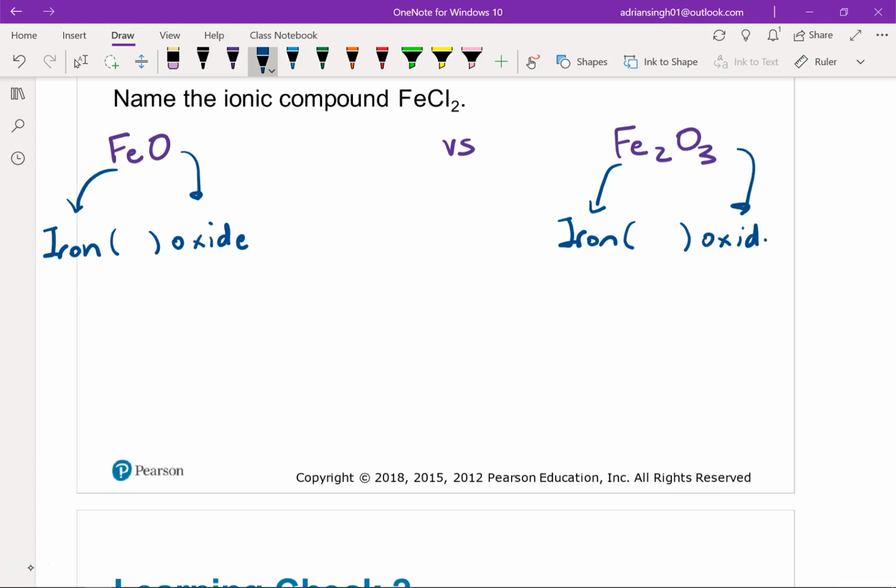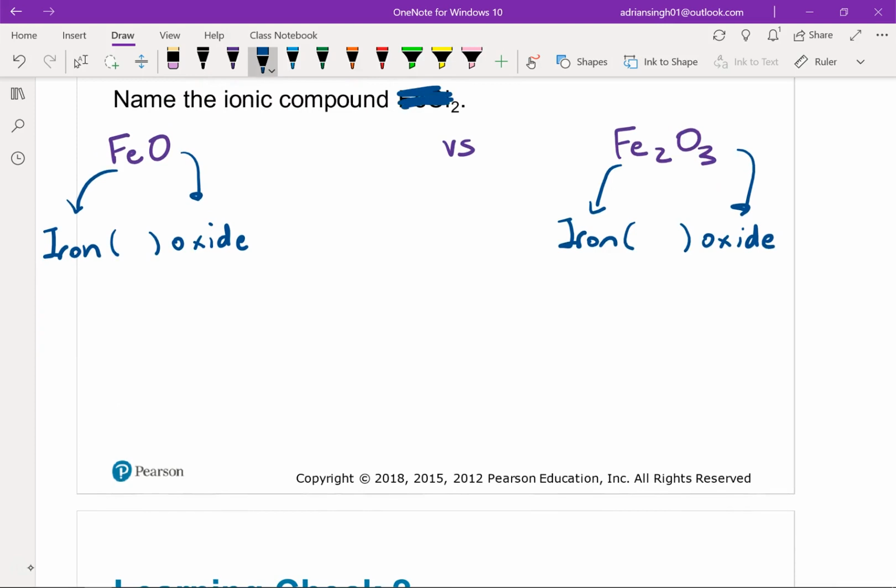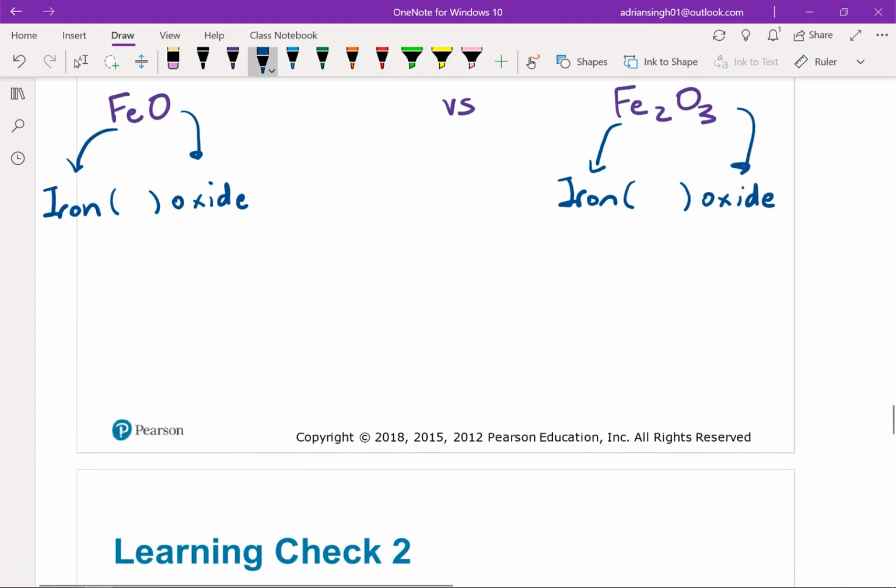All right, so if you name something and you say iron oxide, well, which is it? Is it the one on the left side, or is it the one on the right? Because you're not specifying which one, and as you can see, they're different compounds. So we need to say what the charge on the iron is in each of these compounds.